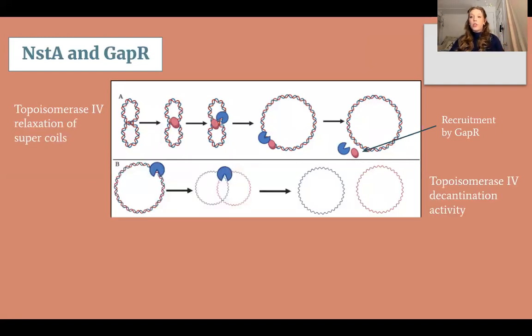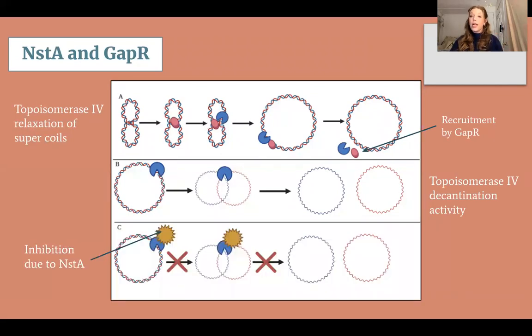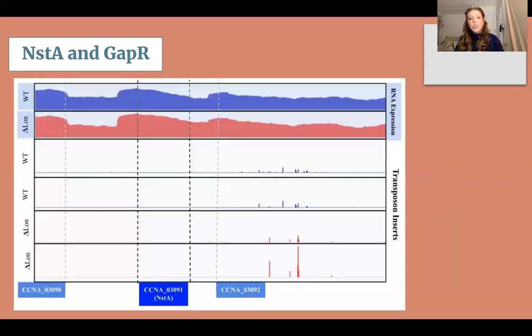Here we're showing the topo4 decatenation activity. Now, NSTA does the exact opposite. It actually binds to the ParC subunit and inhibits topo4 activity within this decatenation, and therefore there's no decatenation when NSTA is present.